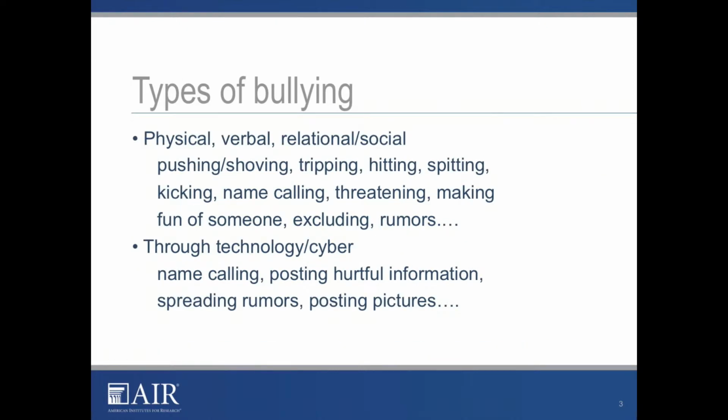There's 2 types of bullying. The first type is the physical, verbal, relational, social type of bullying, which is probably what we think of first when we hear bullying. Examples of those would be pushing, shoving, tripping, hitting, spitting, name calling, spreading rumors, excluding someone from activities on purpose. And the second type would be bullying through technology and social media, known as cyberbullying to all of us. Examples of those would be name calling, posting hurtful information about others, spreading rumors, and posting pictures using social media. And you can see that the examples for the types of bullying overlap.